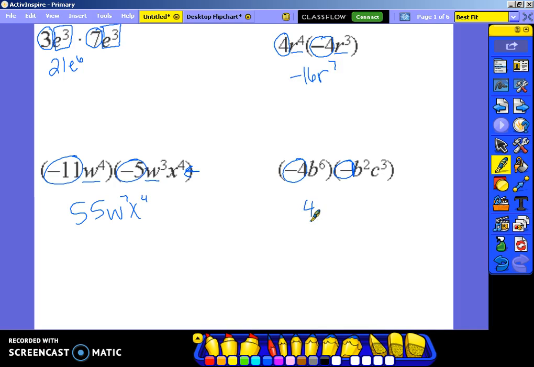Then I move on to my b. b to the 6th power times b squared. 6 plus 2 is 8. So that's b to the 8th power. And I'm left with this c cubed that I have to bring down because there's no c in the other part to combine it with, so I'll just bring it on down. All right, that is how you multiply exponents. You keep your base, add your exponents. Make sure you're working these one base at a time.